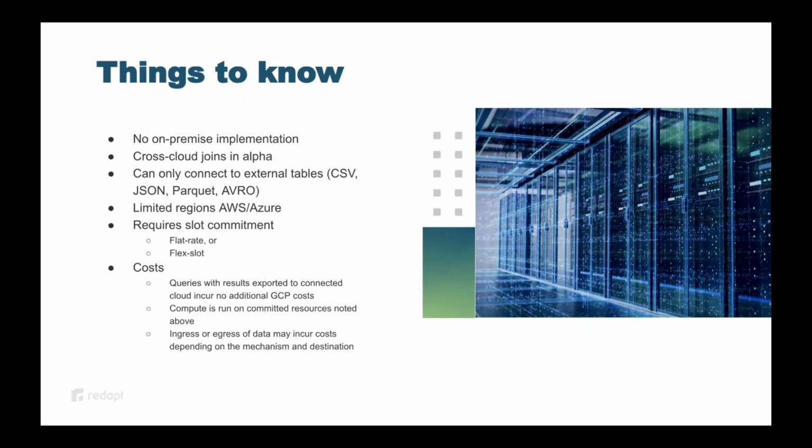The question about compute always comes up. That's why there's flat rate, or that's why there's the commitment. Your commitment is the cost for that compute. So when you pay Google for the flat rate or the flex slots, that's how Google is paying for the VMs on that environment. And then, of course, based on the mechanisms and or the destination of your data, ingress or egress of the data may incur costs.